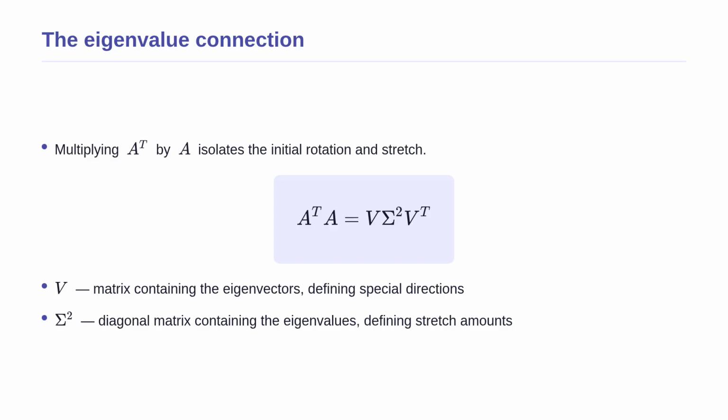The matrix V contains the eigenvectors, which are the special directions that do not get knocked off their path when multiplied. The diagonal matrix sigma squared contains the eigenvalues, which tell us the exact amount of stretch along those special directions. By solving this, we find the foundational pieces needed to construct our singular value decomposition.